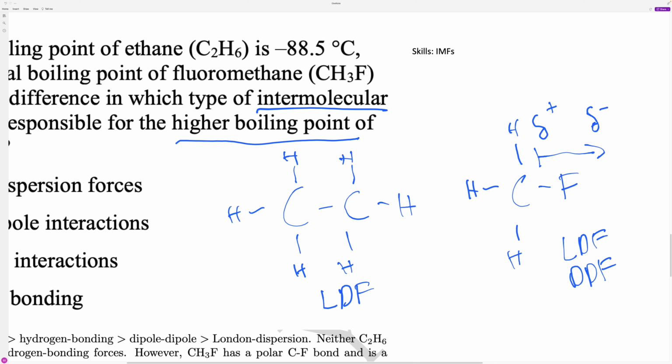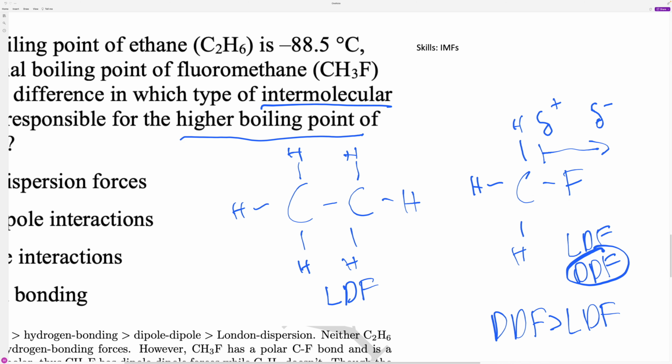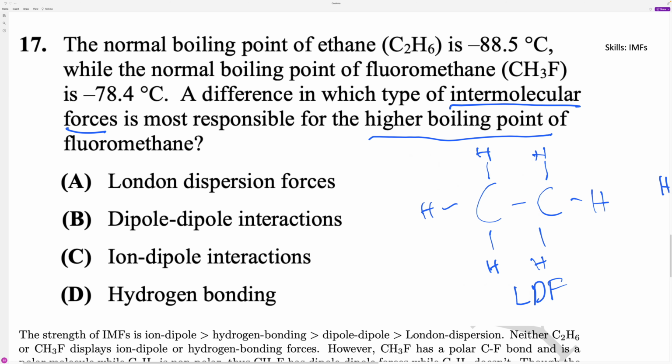So you can immediately notice, given the fact that dipole forces are stronger than London dispersion forces, since fluoromethane has dipole forces and ethane does not, that's going to be the answer. However, you might notice that fluoromethane's mass is slightly higher than ethane's mass. However, this change isn't large enough to justify the significantly higher boiling point, and because of this particularly, dipole-dipole interactions are going to be the intermolecular force most responsible for that higher boiling point. So that's going to be our answer.